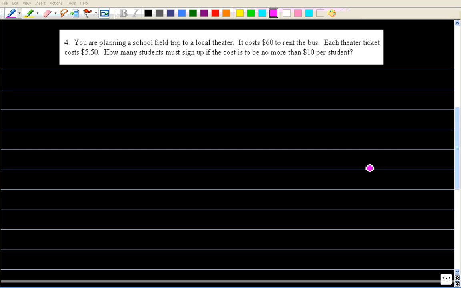This is example 4 on your worksheet. You're planning a school field trip to a local theater. It costs $60 to rent the bus. Each theater ticket costs $5.50. How many students must sign up if the cost is to be no more than $10 per student?